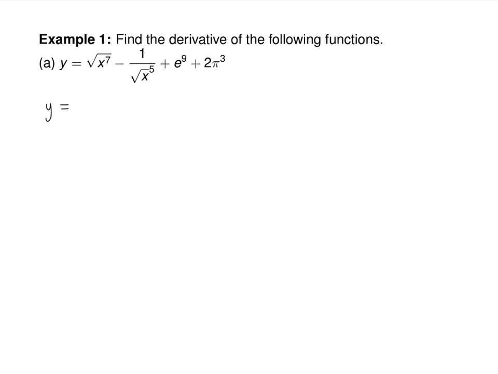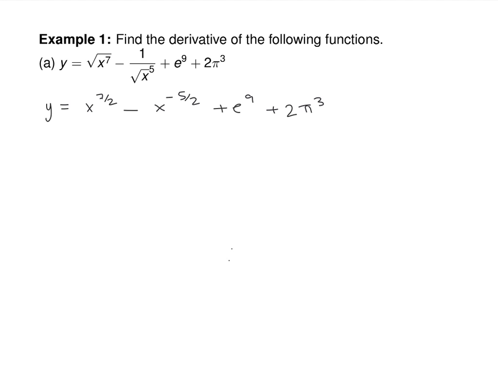What would root of x to the 7th be? I think it'd be 7 halves. Okay. Scary part. Minus x to the negative 5 halves plus e to the 9th plus 2 pi cubed.